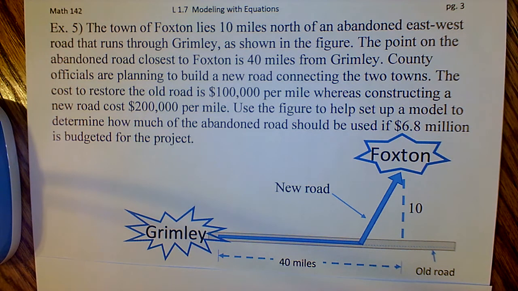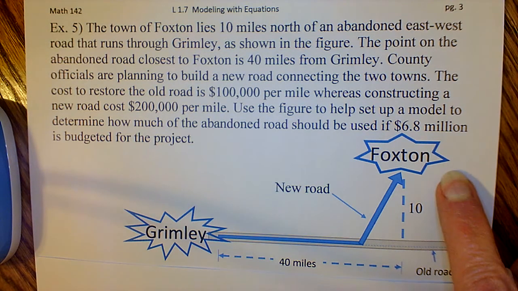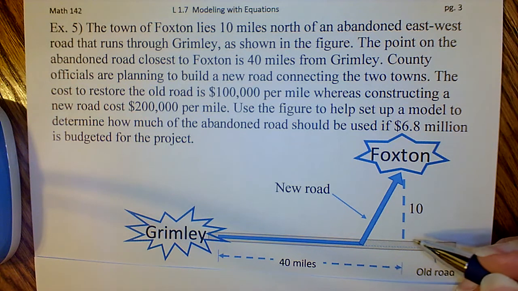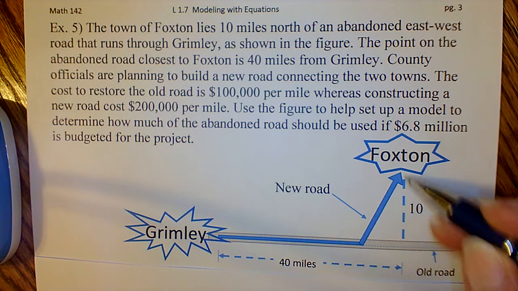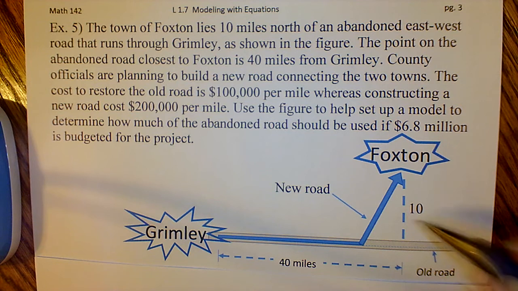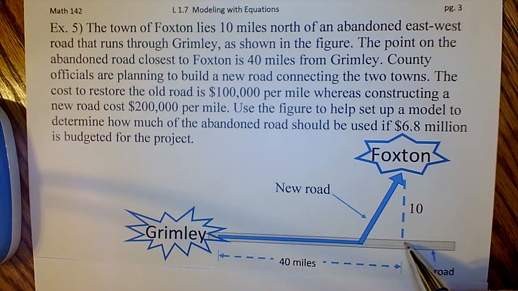Now let's look at example 5 from lesson 1.7. We've got a problem where we're told that the town of Foxton lies 10 miles north of an abandoned east-west road that runs through Grimley. So this gray is our east-west abandoned road, and Foxton is 10 miles north of that road. The point on the abandoned road that's closest to Foxton, right here, is 40 miles from Grimley.